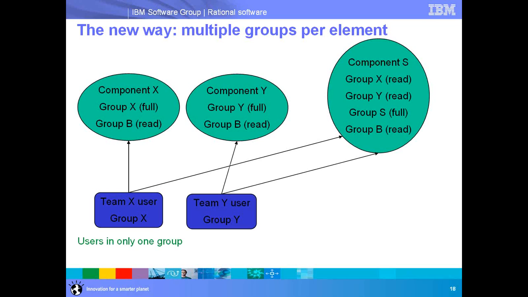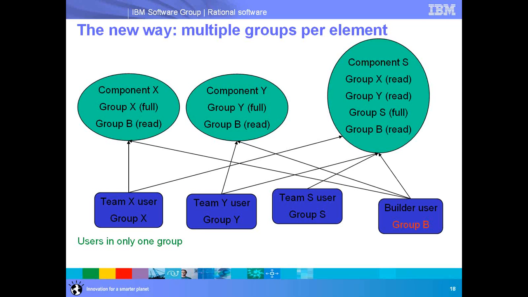And going ahead, similarly, you would have to add the person in group S so that based on the role-based policy implementation, he will get the complete access on the component S. Now coming to the interesting part, the build user.